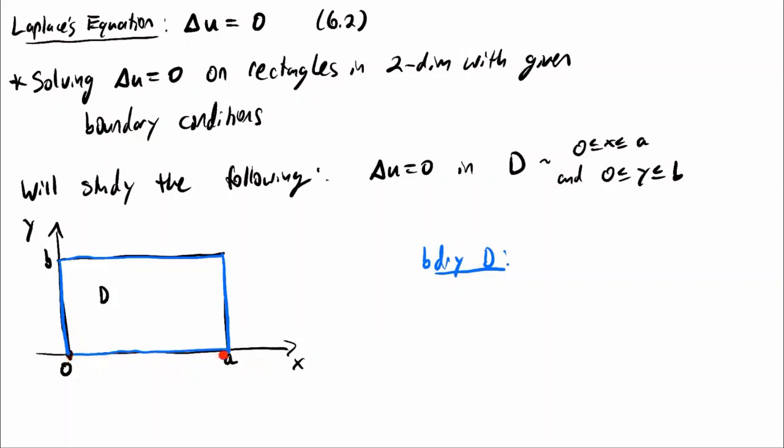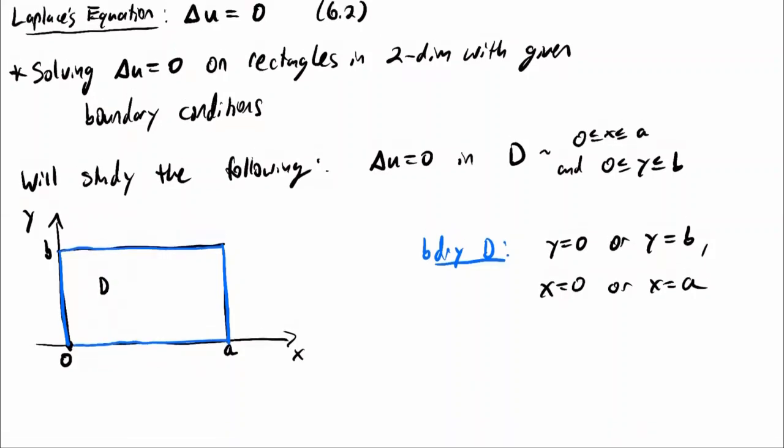So on the bottom line, we have y is equal to 0. We also have the top line, which is when y is equal to b. Well, we also have the left and right lines. So these are when x is equal to 0 and x is equal to a, respectively, right? Right, and these describe the 4 boundary lines.